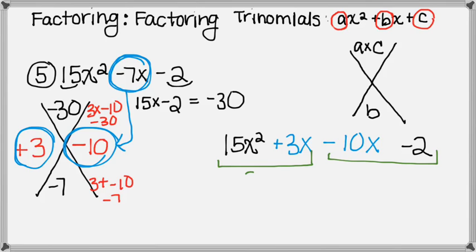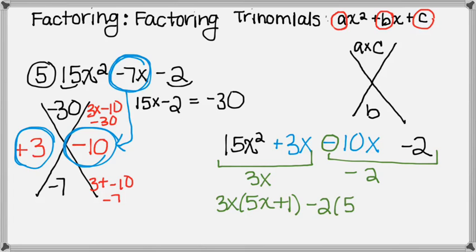So from the first pair we can take out a 3x. So that leaves us 3x times 5x plus 1. And then out of the other pair we can take out a 2, but again I'm going to take out a -2 since the first term happens to be negative. So -2, and then that's going to leave us with a positive 5x plus 1. So to finish the factoring by grouping, one of the binomials is going to be 5x plus 1, and the other one is going to be 3x minus 2.